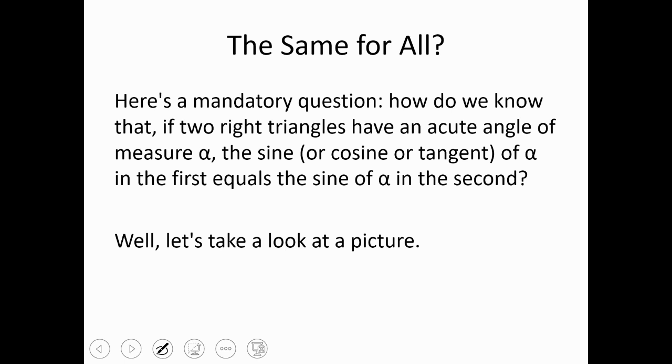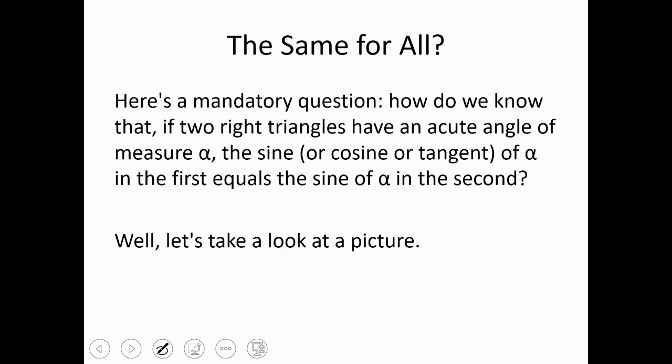All right. So before we move on and begin to do a little bit of calculation with the trigonometric functions, let us ask and then answer a mandatory question. An assumption that runs throughout the work that we've done so far is that it seems not to matter which right triangle we're in that has a measure of alpha, whatever that is, right? We just talked about the sine, and that sine seems in no way to depend upon which triangle this is, where it is, what its size is.